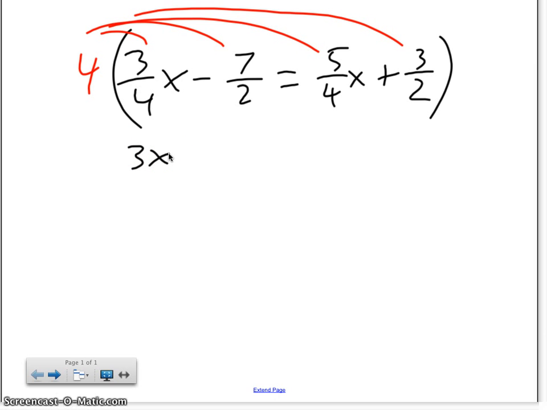What's 4 divided by 2? Oh, 2. 2 times 7, 14. Notice I'm just carrying down the negative. 4 cross cancels with the 4, so it's 1, so it's just 5x. 4 cross cancels with the 2, which is 2 times 3, 6. Okay, now watch this again.